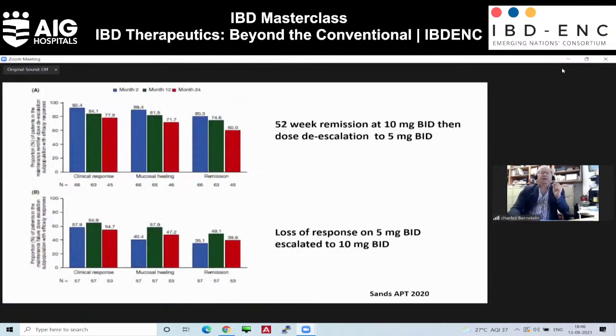So in this study, the bottom panel is more important. What the bottom panel shows is that if you've lost response on 5 milligrams twice a day, if you escalate back to 10 twice a day, how robustly do you get people back? Well, not quite as robustly as you might have hoped, because only about 50% or so of people were getting back either on clinical response, mucosal healing, or frank remission. This was a little bit disheartening to see, quite frankly.